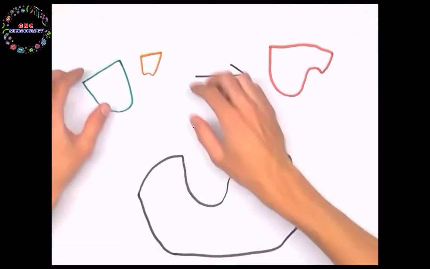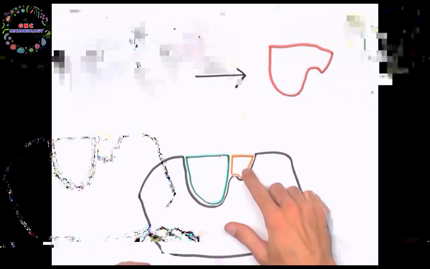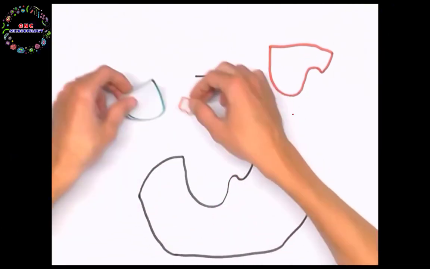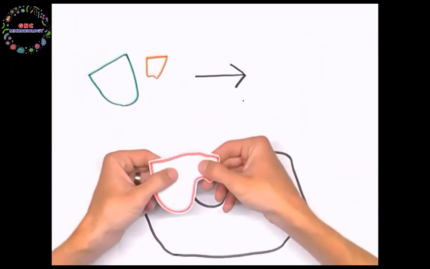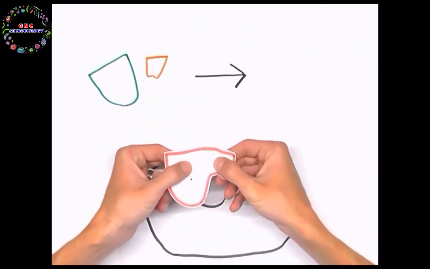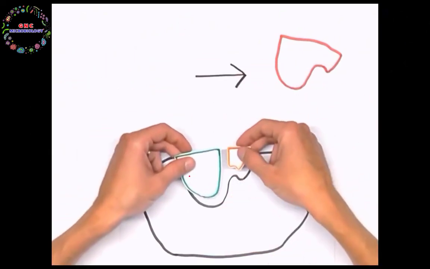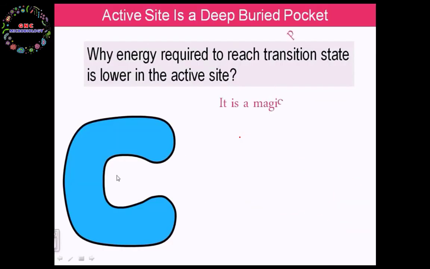So in these two ways, actually, one is what? Bringing together two reactant molecules close together on the active site. They lead to the formation of the product. Okay. Or another way of reducing activation energy is what? It is exerting pressure on the substrate molecule that leads to the production of the final product. Okay, so these are the two ways.